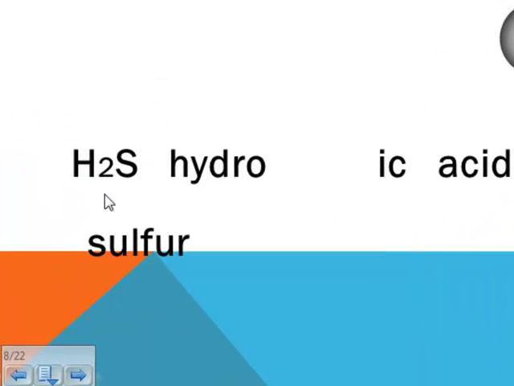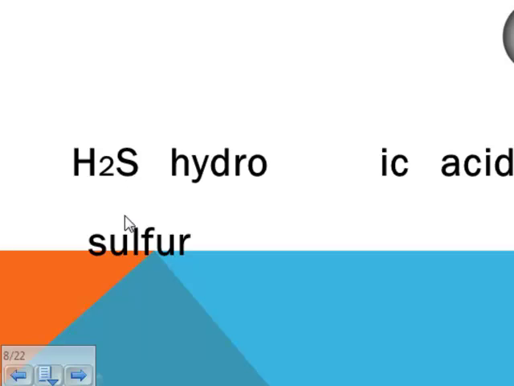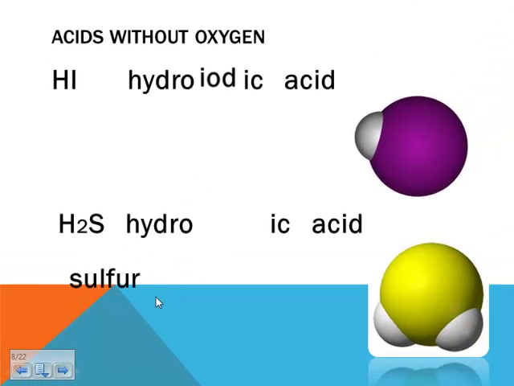This next one, well, the element other than hydrogen is sulfur. And sulfur is a little bit of an oddity. We do not take the last 3 letters off sulfur. We just put the whole word in. This becomes hydrosulfuric acid.